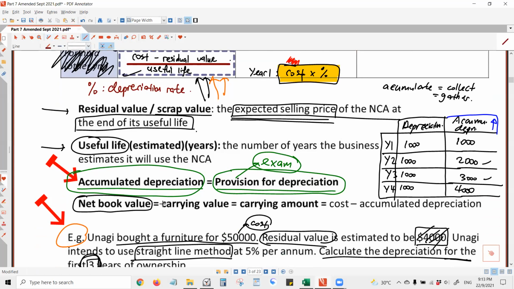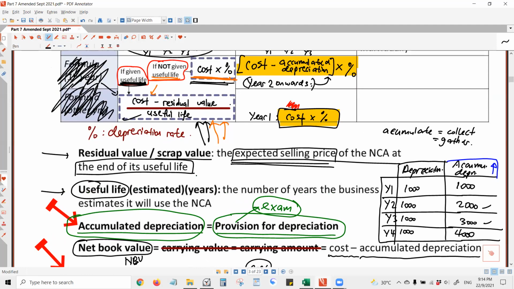Okay, you help me to cross off these two. You don't need these two. Okay, net book value means, in short, I call this NBV to save time. It is equal to cost minus accumulated depreciation. In fact, this is the first part of the formula. You agree? The first part of the formula, cost minus accumulated depreciation.